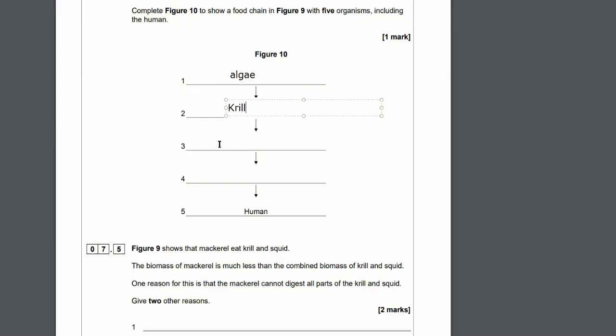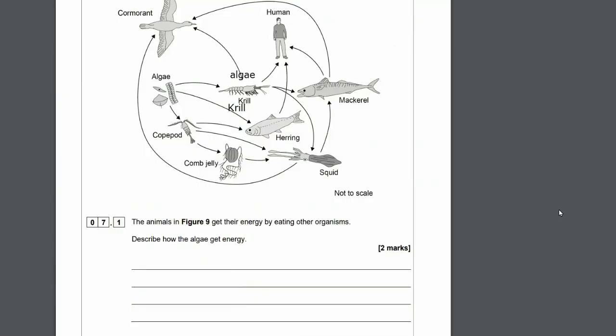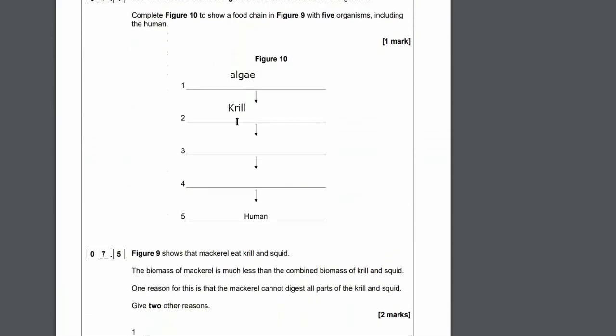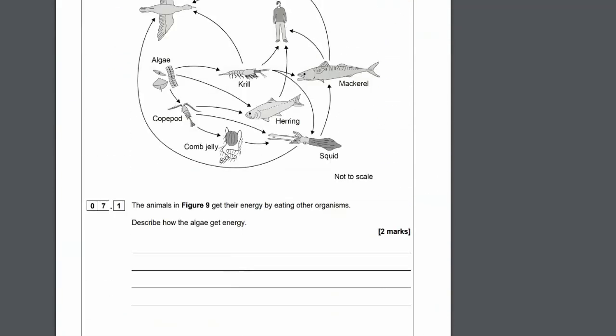7.5. Figure 9 shows the mackerel eat the krill and the squid. The biomass of mackerel. Let me just write in the 5 steps in that food chain. So we've got algae, krill, the squid, then the mackerel, then the human. The biomass of the mackerel is much less than the combined biomass of the krill and squid. One reason for this is the mackerel cannot digest all the parts of the krill and squid. Give two other reasons why the biomass of the mackerel is less.